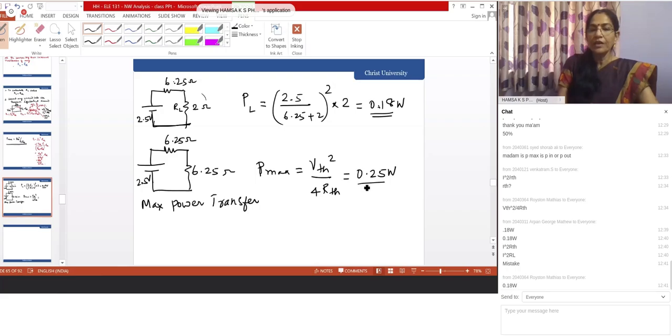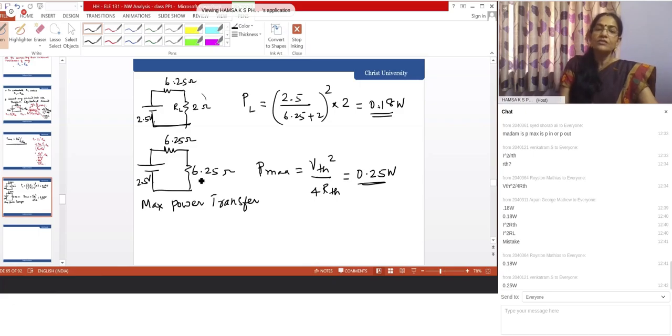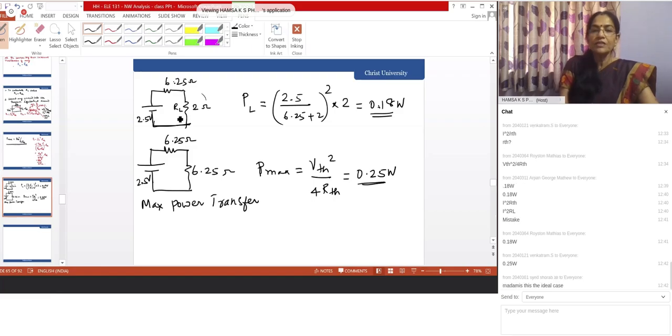If we replace the load resistance with the Thevenin resistance of the circuit, then the power that we are getting is 0.25. If it is any other value, the power will be less than this. So if this load is replaced with the Thevenin resistance, we are getting the power as 0.25. This is the maximum power that you can get.